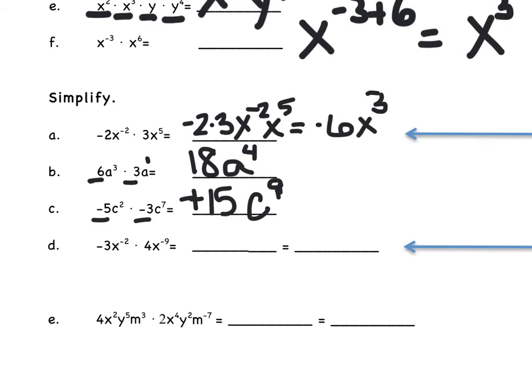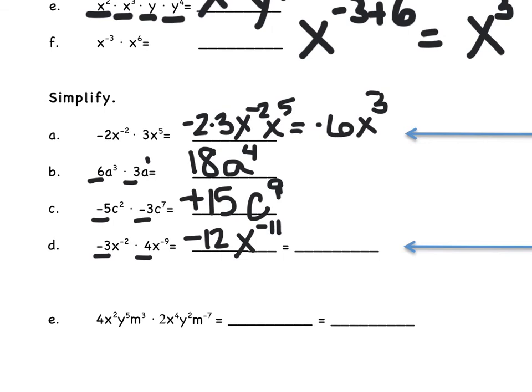All right, in our next one, okay, we have the negative exponents, but don't let that throw you off. Start with your numbers again. Negative 3 times 4 is a negative 12, because it's a negative times a positive, so we get a negative. x to the negative second times x to the negative ninth. Our bases are the same, so we keep our x, and we add our exponents. So negative 2 plus a negative 9, we get even further negative, so we get a negative 11.